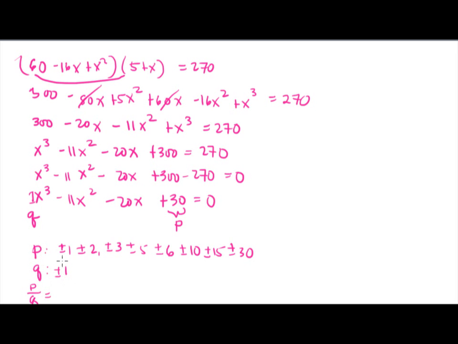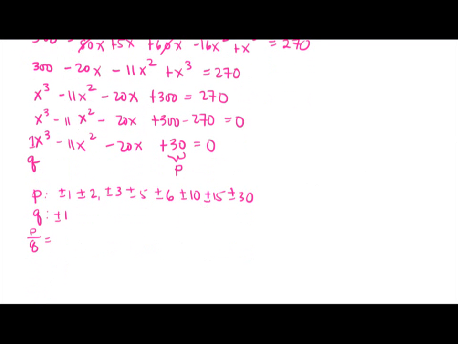Now it is not practical to consider all the numbers for p over q, because as you can see, you have negative numbers that will never be answers, because we're talking about an x which is a length. So you can consider only the positive 1, the positive 2, and so on up to positive 30.